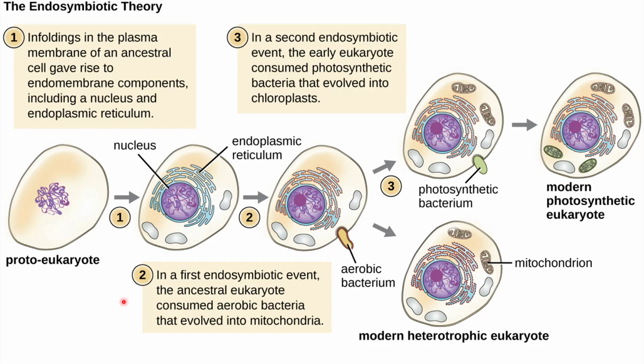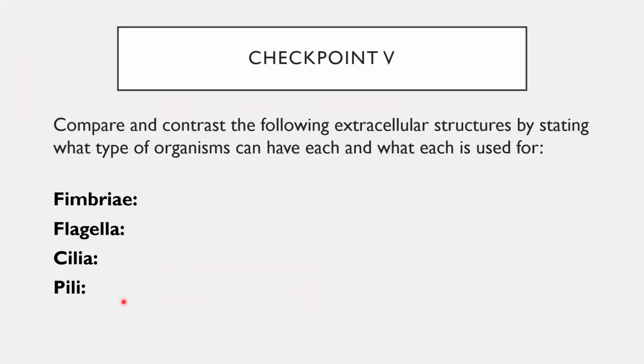So this brings us to the end of the lecture, where we're going to finish off by tackling two checkpoints to review the content we've just learned. In this checkpoint, I want you to compare and contrast the extracellular structures that we've learned about in this chapter by telling me what type of organism can have each type and what it's used for. When I say what type of organism, I mean, is it found in prokaryotes, eukaryotes, or both? Do this for fimbriae, flagella, cilia, and pili.